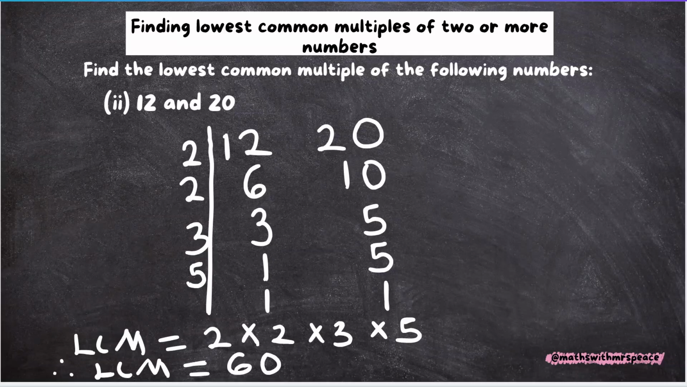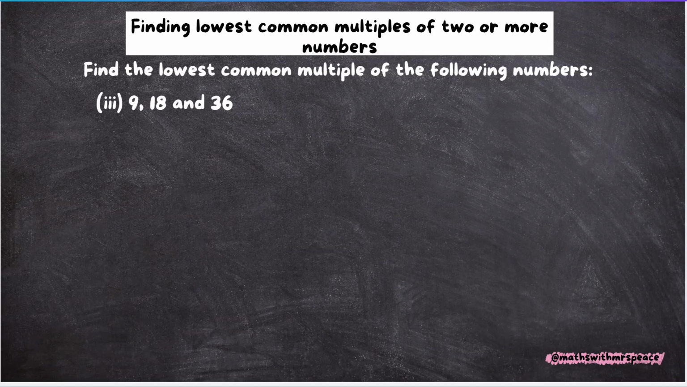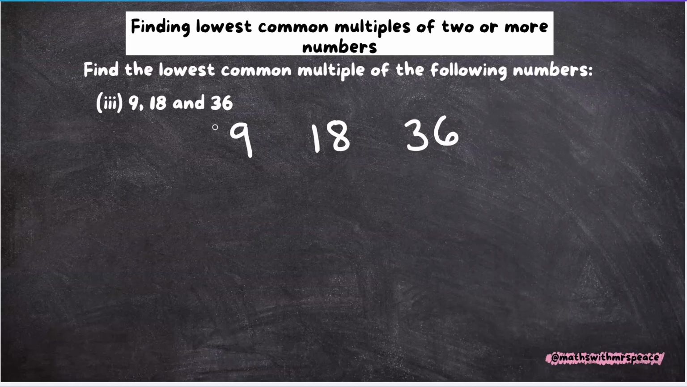So one more example on LCM using the factor method. We have 9, 18, and 36. So just like we did in the previous example, I will write out 9, 18, and 36. We have one odd number and 2 even numbers. So it's okay to start with 2.